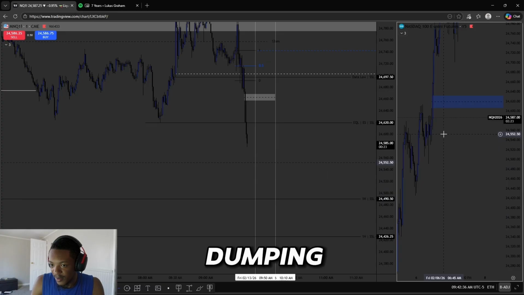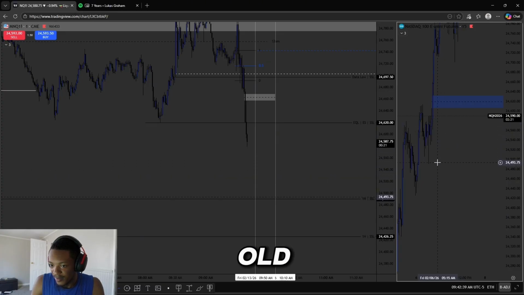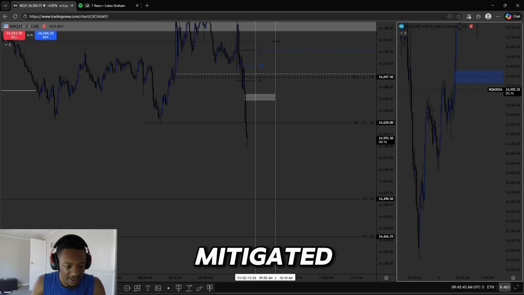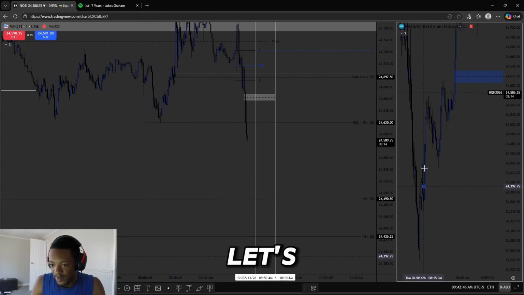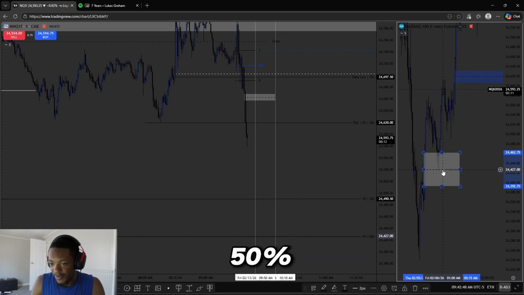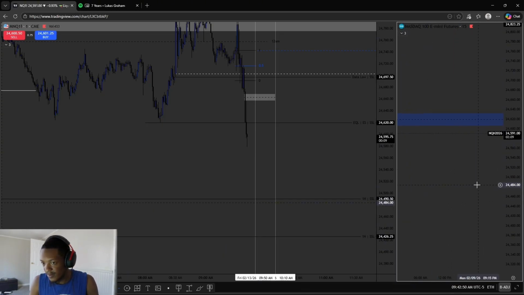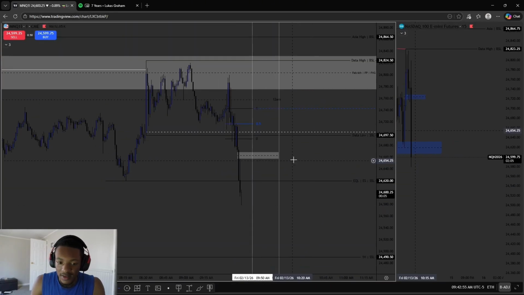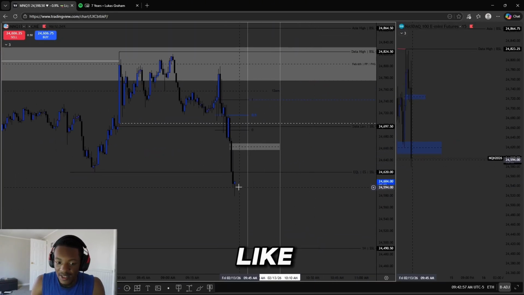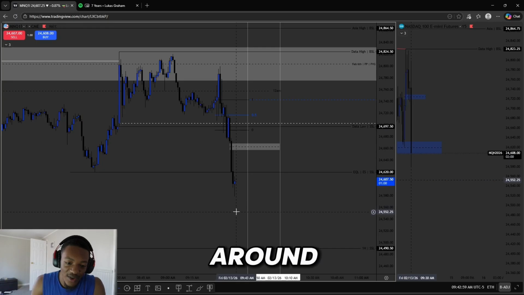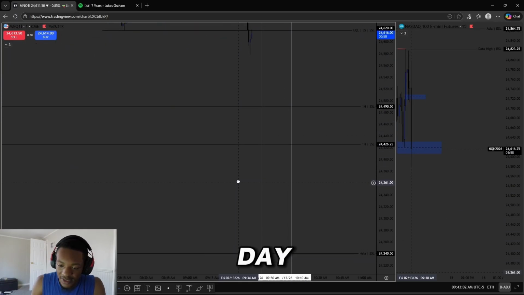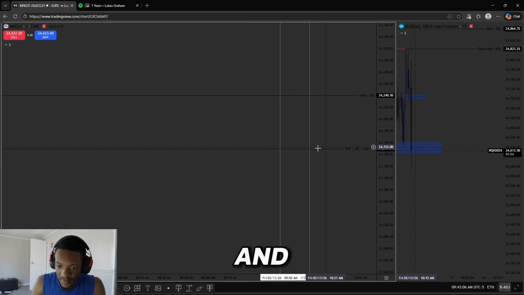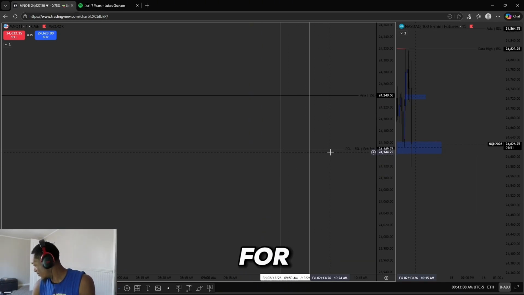This price action just dumping on down. Got a fair value gap here, but these already been, the 50%'s already been mitigated. Let's see about this one. Yeah, 50%'s already been mitigated. I really like to see us turn around here. Okay, if we don't turn around, it's just gonna be a dumpish day. And we got previous day low. This is what I was looking for yesterday.